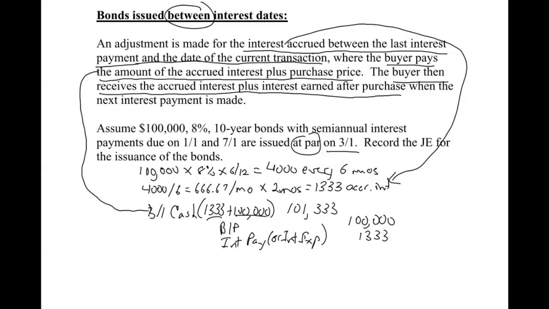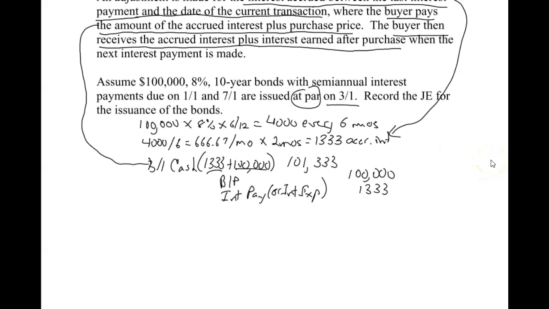And now the last sentence is the buyer then receives the accrued interest plus the interest earned after the purchase when the interest payment date is paid. So let's look here. This will be on July 1st. I'm going to split my page out here and do interest payable on this side and interest expense, if I had not done interest payable, on that side.